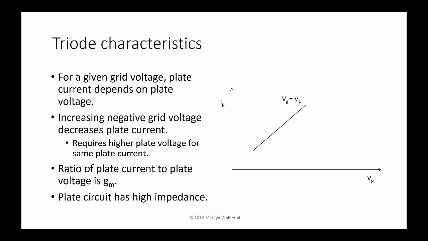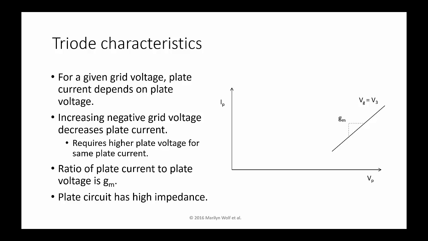This first line shows the triode characteristics for a small grid voltage. As you increase the plate voltage, the plate current increases. But as you apply a higher negative grid voltage, that curve moves. Now it takes more plate voltage to give a given plate current. And as we apply an even higher grid voltage, the curve moves farther to the right.